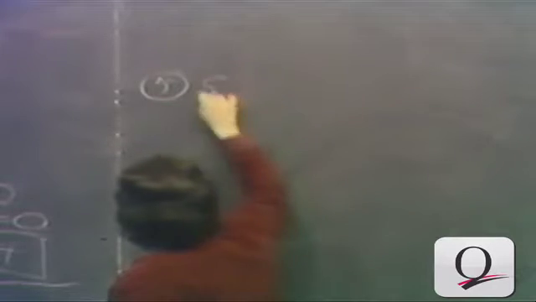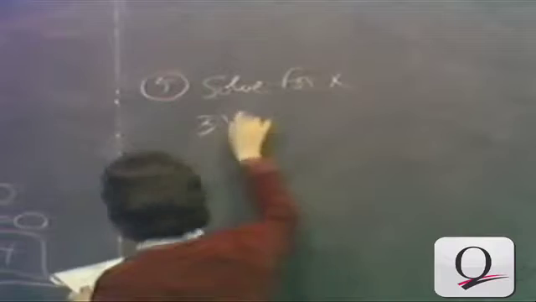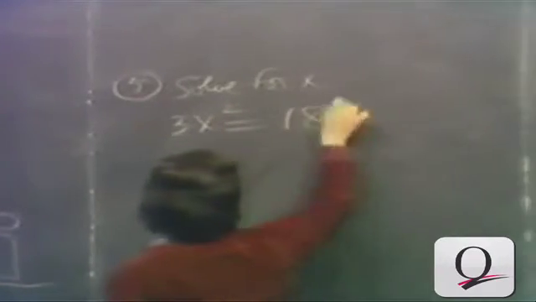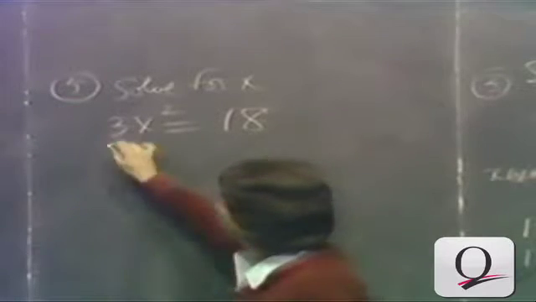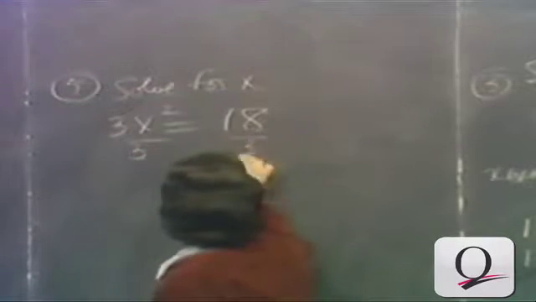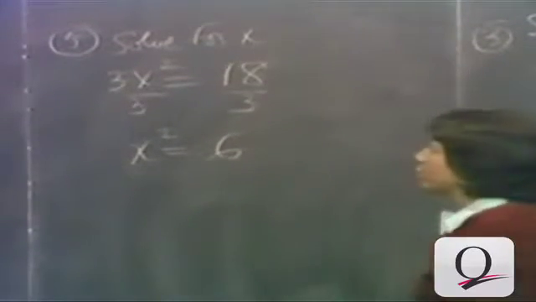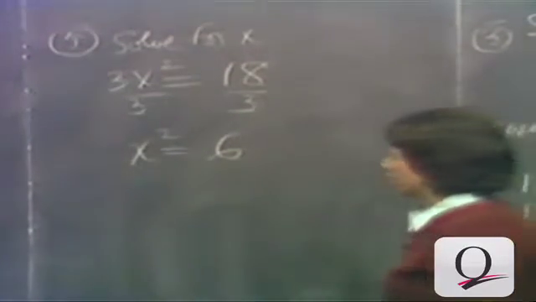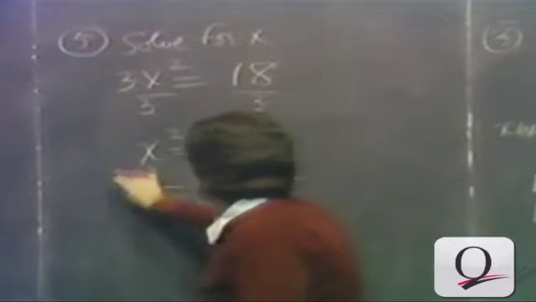If we have, for example, this problem, solve for x. 3x squared equals 18. The first thing I would do would be to divide both sides by 3. Then you'd have x squared equals 6. And then you could solve this by extracting roots. X is plus or minus the square root of 6.